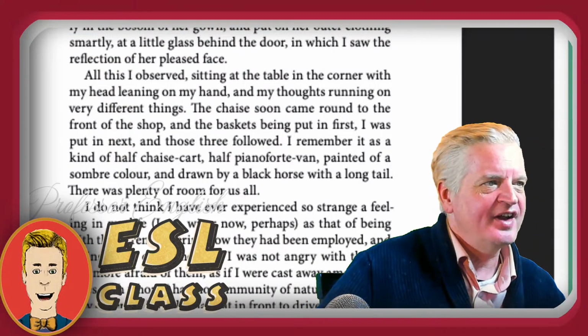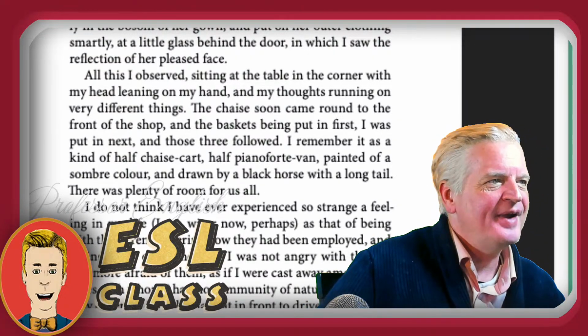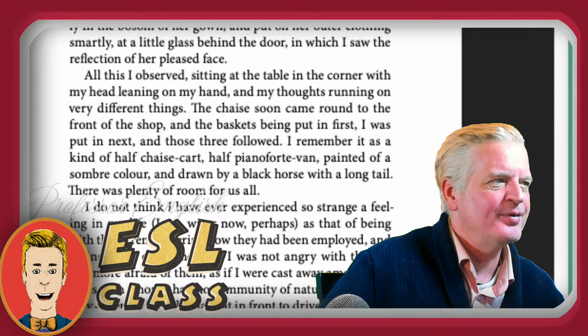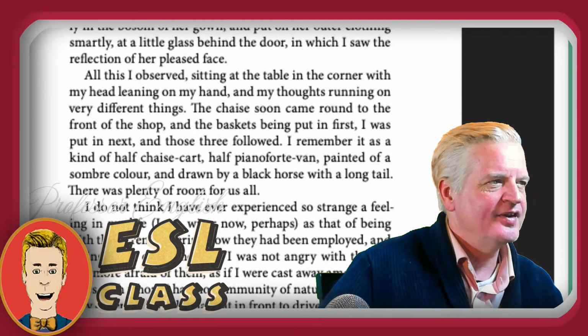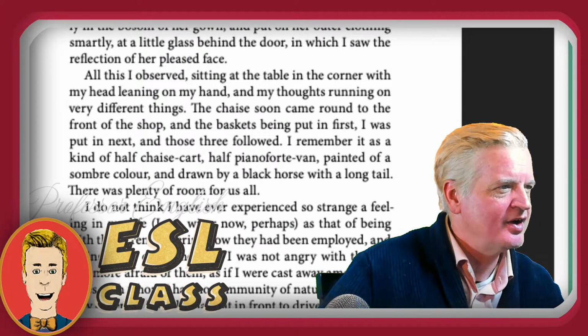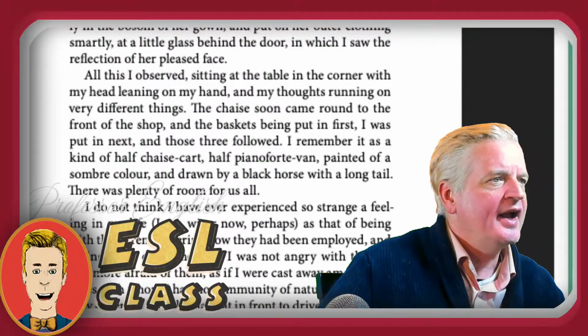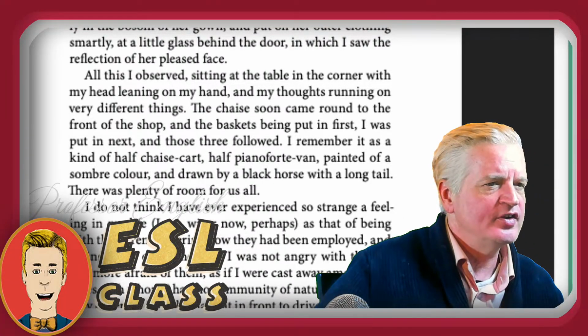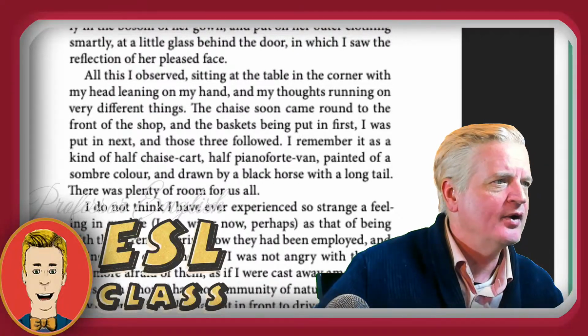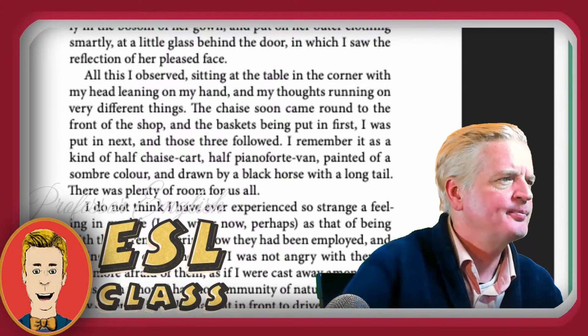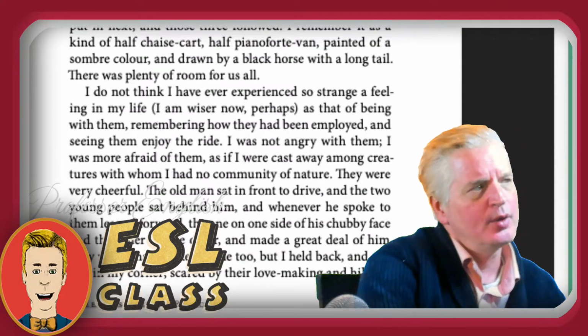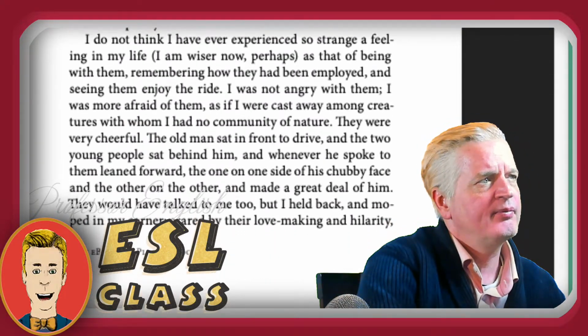Half pianoforte van, painted of a somber color. Somber means serious. So the carriage was a serious color, like black, and drawn by a black horse. So a black horse pulled the carriage with a long tail. There was plenty of room for us all.